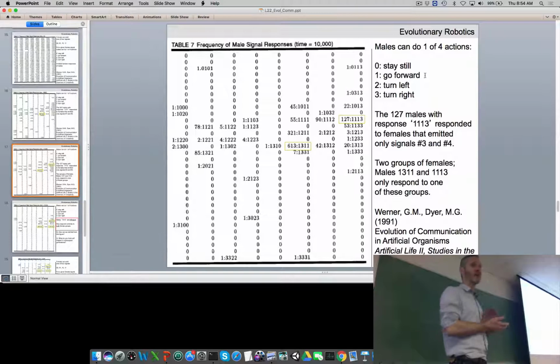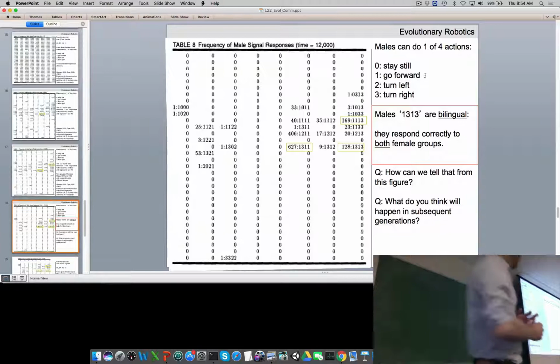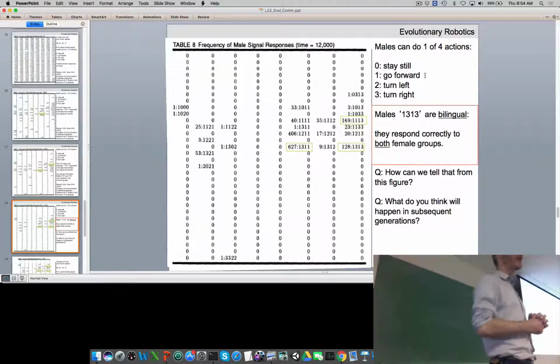Okay. Now we're at 12,000 time steps in, and we see that now there is a growing group down here, 128 males that respond correctly to both female groups, right? 1-3, 1-3. So we now have a group that's bilingual. We have basically three groups of males now, one that understands language one, the second group understands language two, and the third group understands both languages. What is going to happen as we continue to move through this experiment?